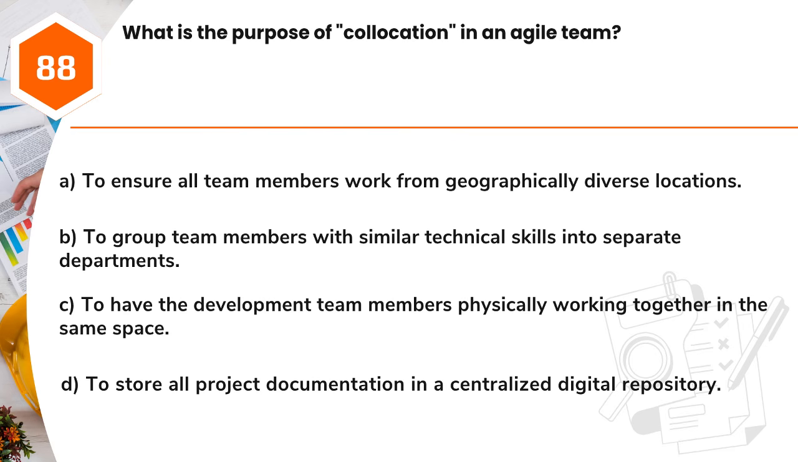Question 88. What is the purpose of collocation in an Agile team? A. To ensure all team members work from geographically diverse locations. B. To group team members with similar technical skills into separate departments. C. To have the development team members physically working together in the same space. D. To store all project documentation in a centralized digital repository.